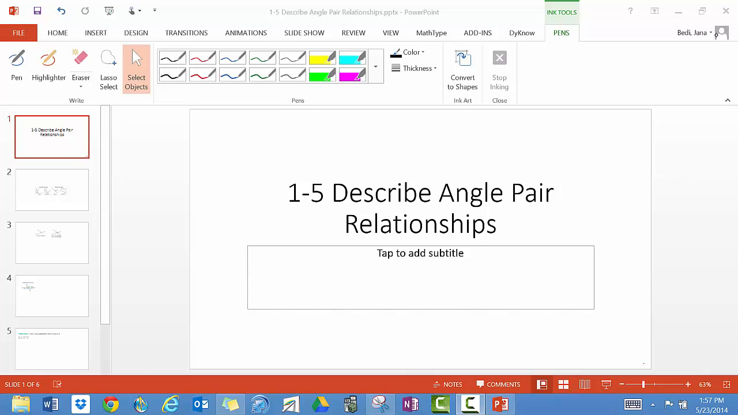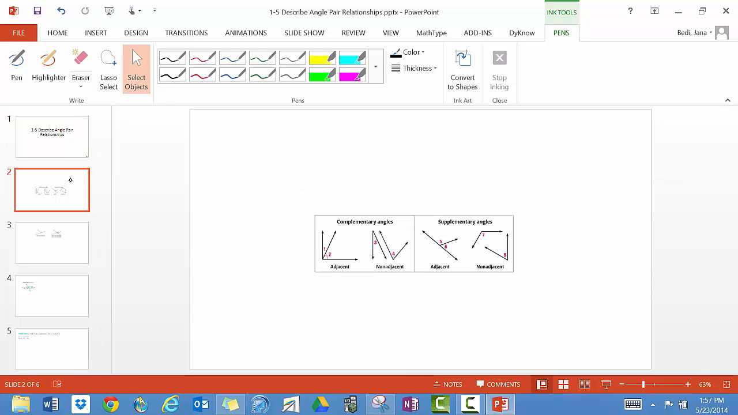In this section, we will examine different angle pair relationships. In particular, we will look at complementary and supplementary angles. We distinguish between adjacent and non-adjacent angles. So let's just take a look over here.